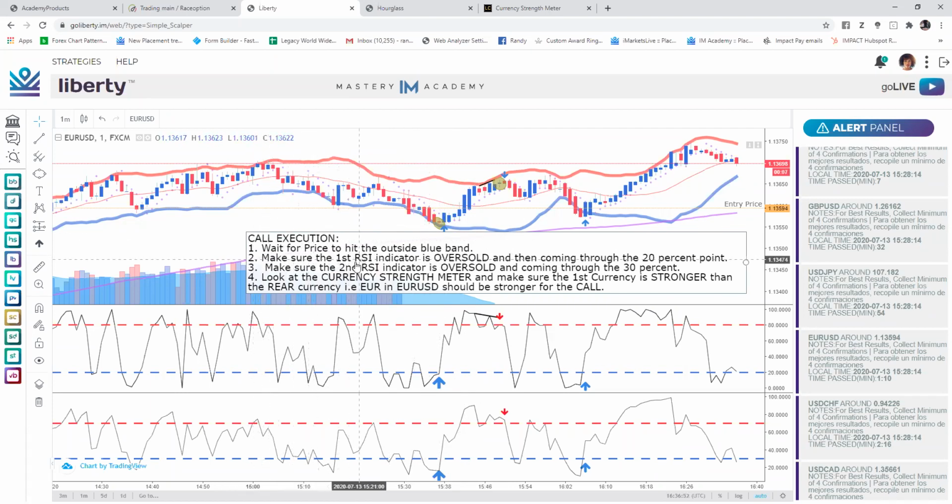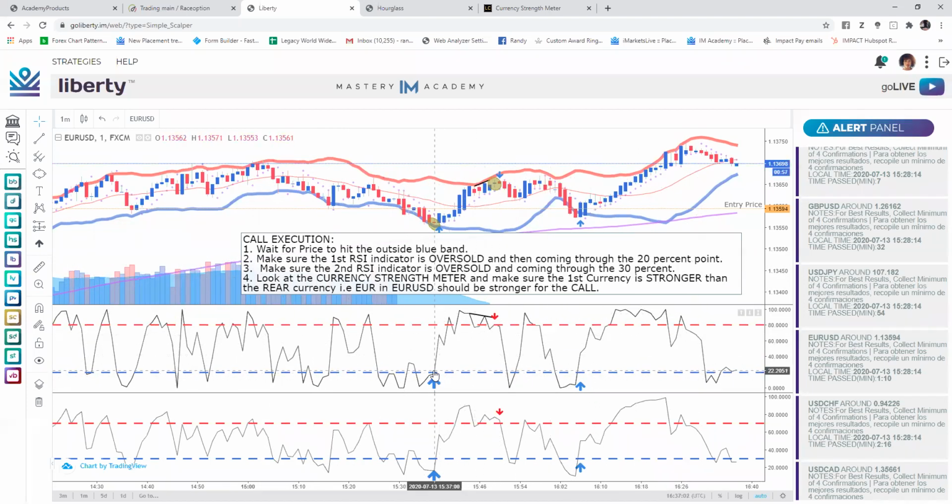Okay, now the next step is going to be number 2. Make sure that the first RSI indicator, which is this one here, is oversold. That means it's at the bottom, below this blue line. Okay, and then that indicator will soon be coming through the 20%. Okay, at this point here, so we can see here was our first indicator where price hit the outside band. Okay, that gives us the first indication for the buy.